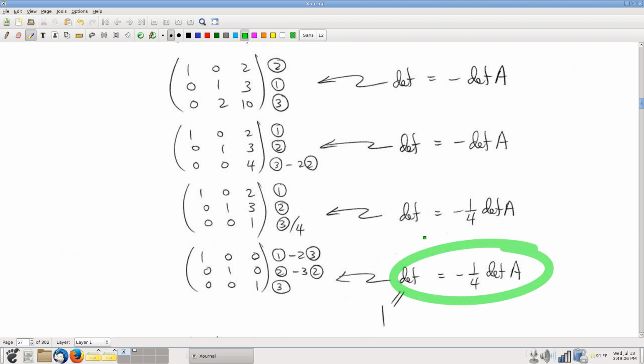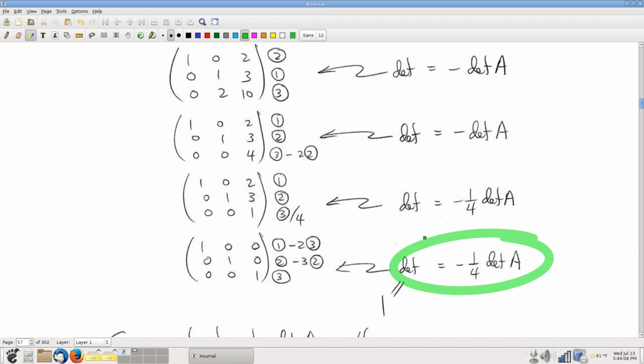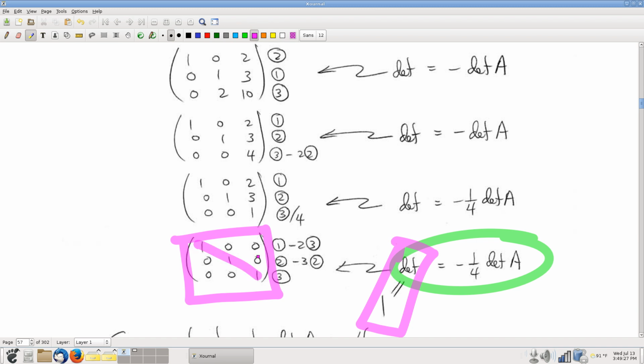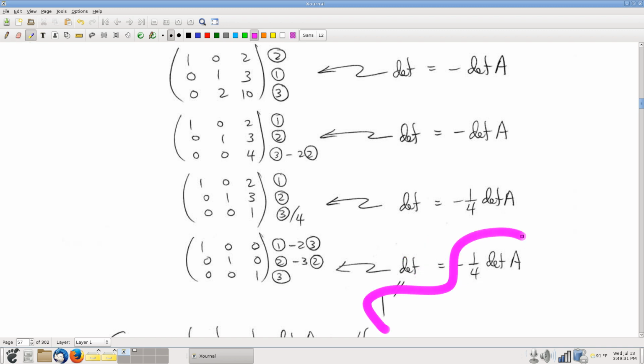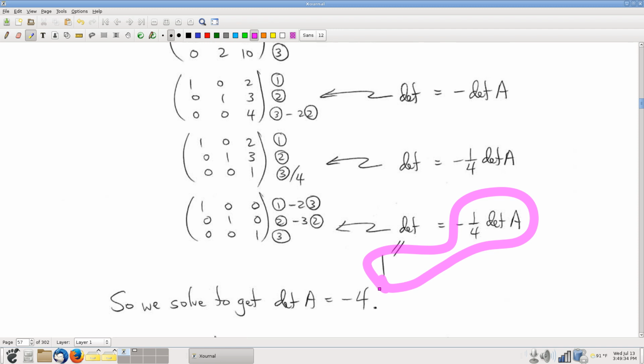Now, this by itself doesn't answer our question. The good news, though, is that this matrix is something that's easy to compute the determinant of. Its determinant is 1. It's an upper triangular matrix. Diagonal, in fact, in this case, but certainly it's an upper triangular matrix, and the product of the diagonal entries is 1. Okay. Well, that being 1, I now have a really easy little bit of algebra that I can solve to compute the determinant of the original matrix, and the determinant of the original matrix is now negative 4.